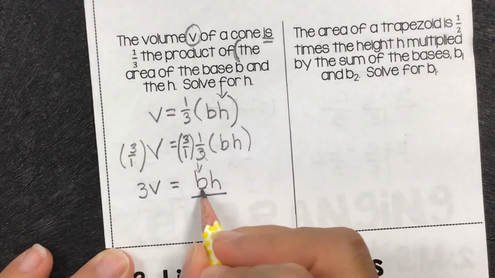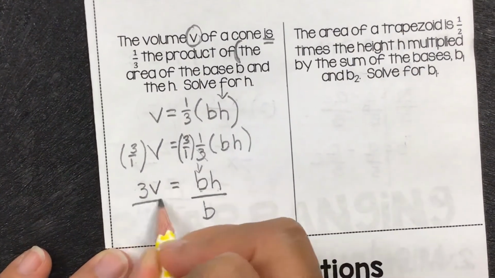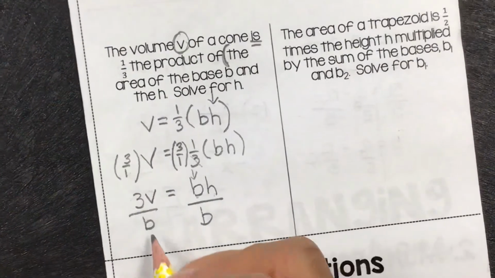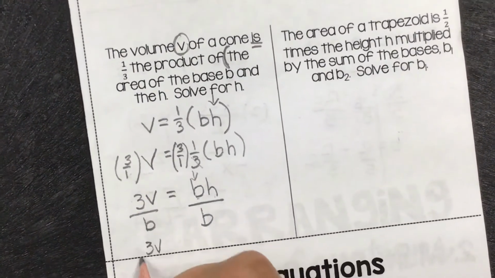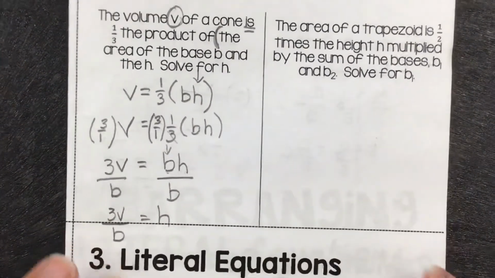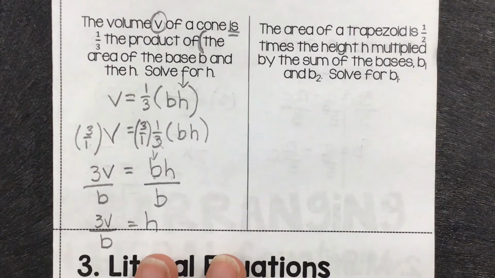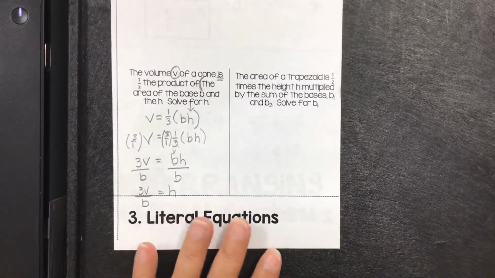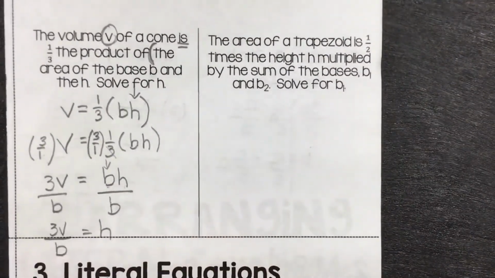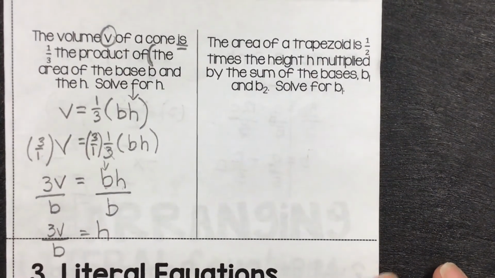That means I have to divide because this indicates multiplication. Divide by B. That gives your final answer as 3V divided by B is equal to H. These are not easy concepts. If you have any questions, please let me know and try to make it to tutorials.